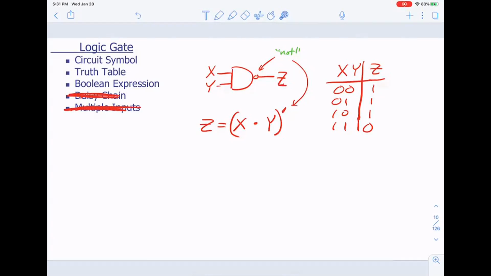Okay, question for the chat. What kind of logic gate is this? What do we think when we see this symbol, this equation, that truth table? What word should we think of? All right, now we're getting it. How about a couple more people answer? Okay, there they come. All right, good.